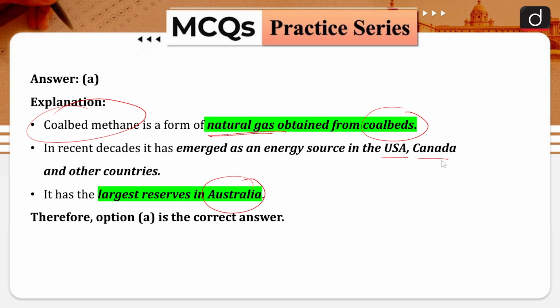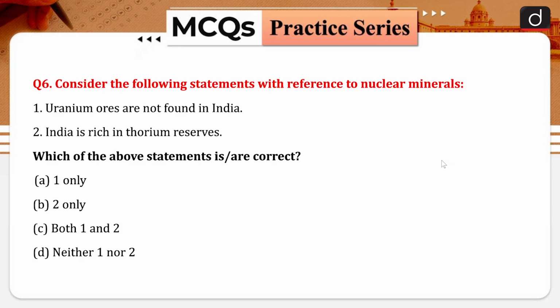Question number 6. Consider the following statements with reference to nuclear minerals. Uranium ores are not found in India. Now they are saying not found in India at all. But there are some places wherein uranium traces are found. When we are talking about the operational mining, that is only available in the Singhbhum area. So we can say that this is incorrect, because in Singhbhum we have mining of uranium.